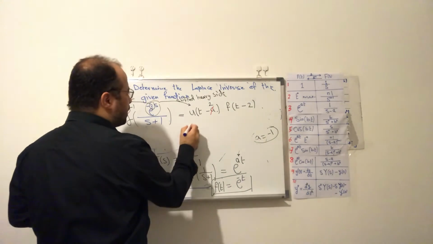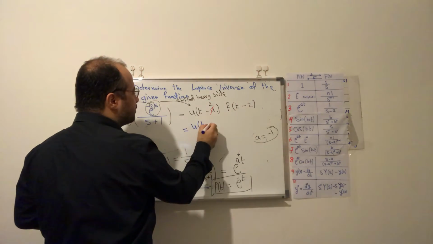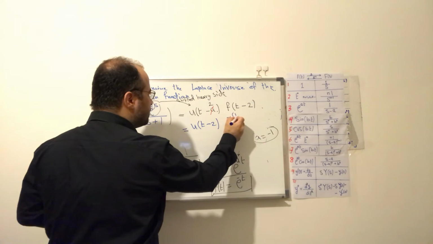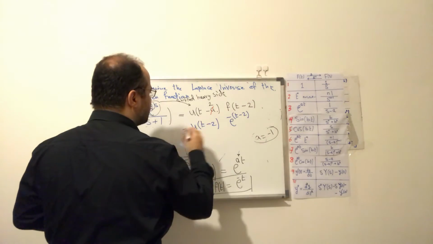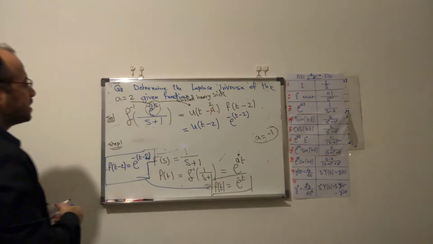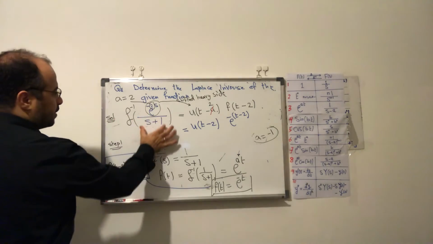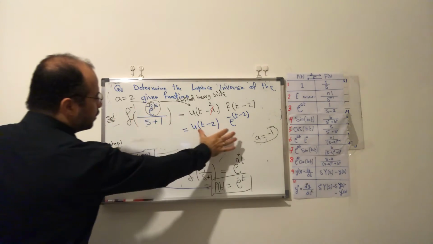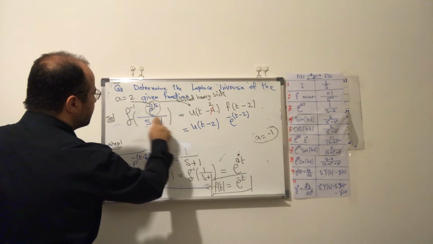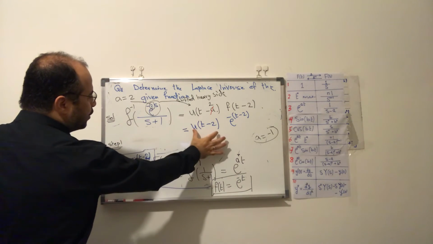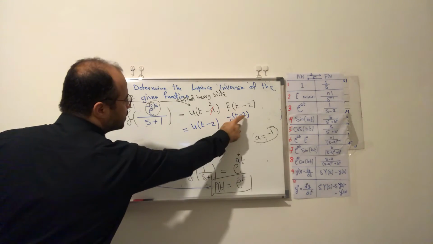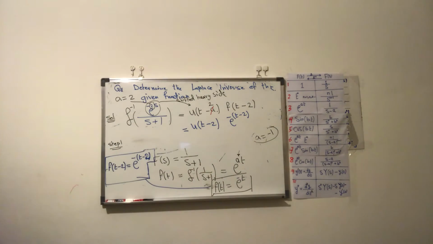Here is the final solution: it will be just the Heaviside function shifted 2 units times exponential minus t minus 2, and we are done. So this is the Laplace inverse of that function. Changing the function from frequency domain to time domain, because of that exponential you have the Heaviside function, and your function is shifted 2 units.